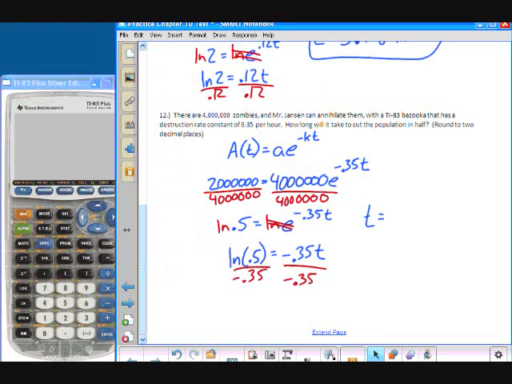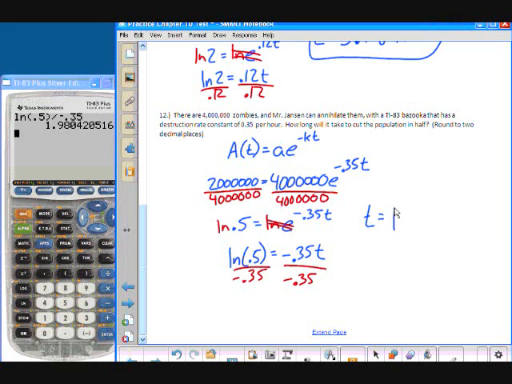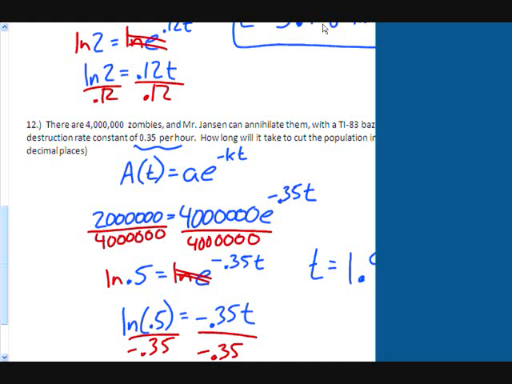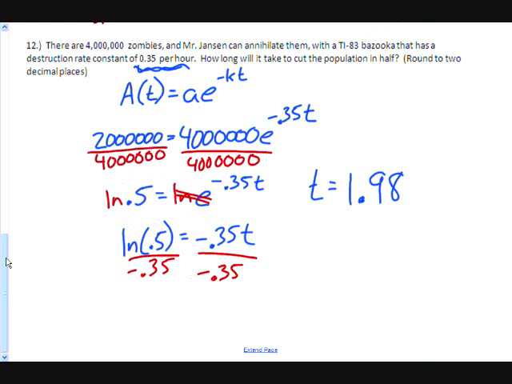So one more time, let's show it to you on the calculator. For old time's sake, Mr. Jansen, natural log of 0.5, close the parentheses, divided by, make sure you use the negative sign here, negative 0.35. And I hit enter. It looks like 1.98. And the question is 1.98 what? Well, this was per hour. My original example, this was per hour for my decay rate, so my time is in hours one last time.